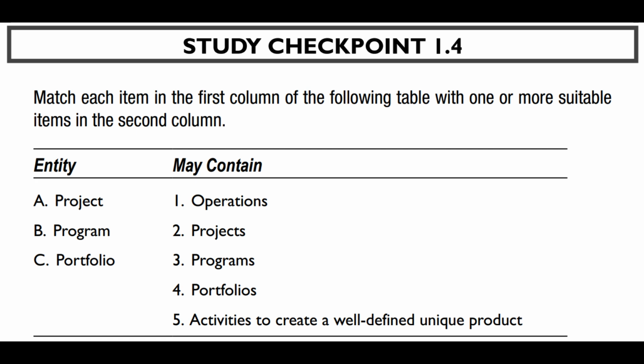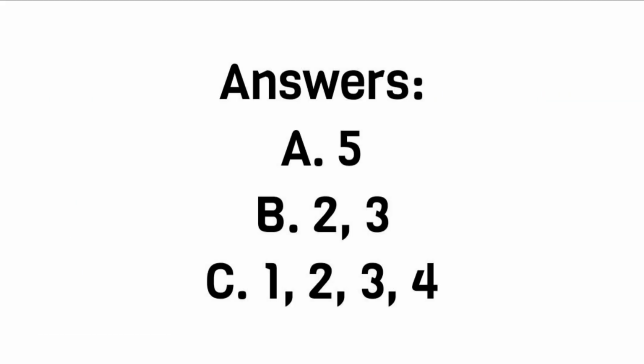Study Checkpoint 1.4. Match each item in the first column of the following table with one or more suitable items in the second column. Entity may contain: A. Project 1. Operations. B. Program 2. Projects. C. Portfolio 3. Programs. 4. Portfolios. 5. Activities to create a well-defined unique product. Answers: A. 5. B. 2, 3. C. 1, 2, 3, 4.